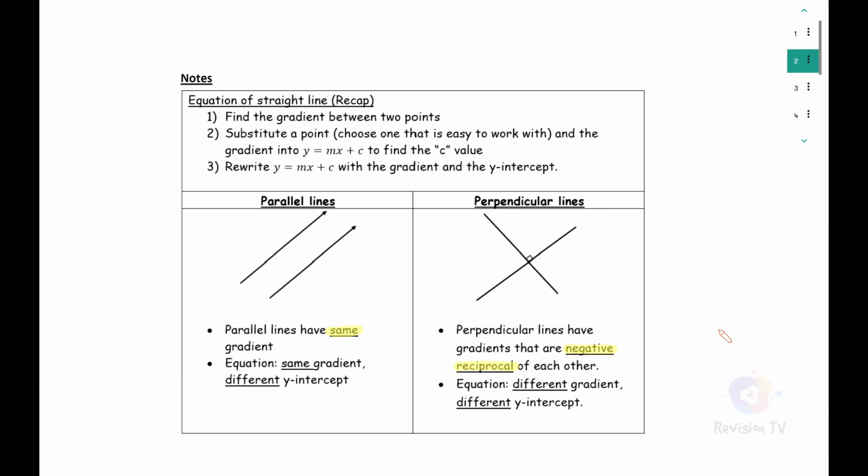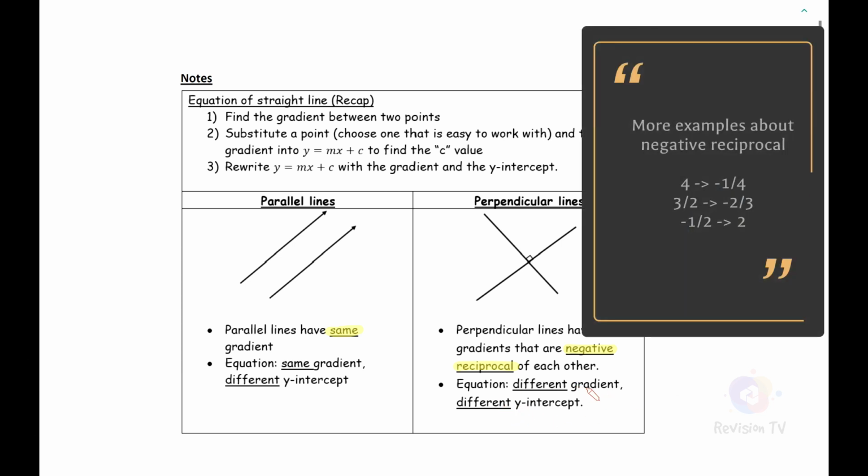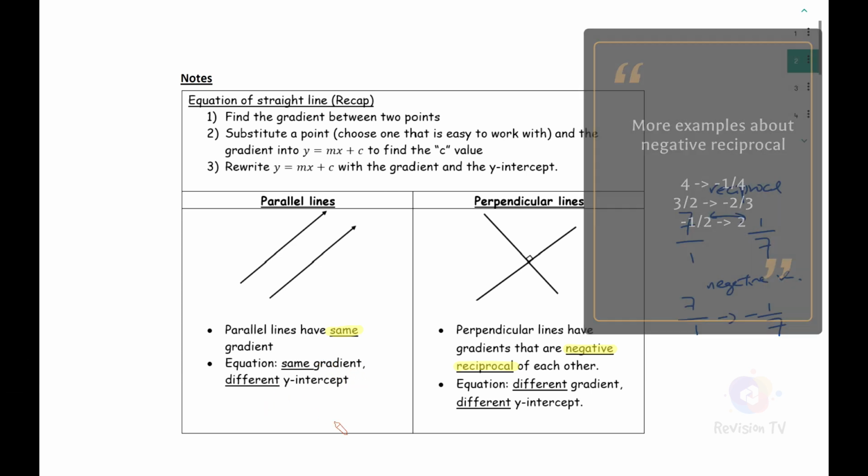What does reciprocal mean again? Reciprocal means you flip the fraction. Let's say 7. The reciprocal of 7, if you put 7 over 1, will be 1 over 7. So 1/7 is the reciprocal of 7, and they are reciprocals of each other. Negative reciprocal means you put a negative, so 7 over 1 becomes negative 1 over 7. The equations will have different gradients and different y-intercepts. Whereas for parallel lines, you have the same gradient and a different y-intercept.